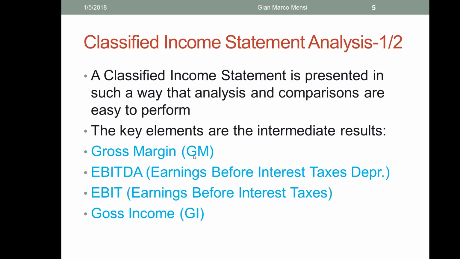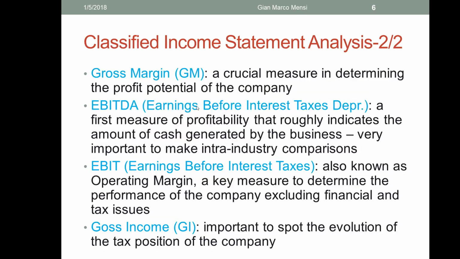From there we move and we get to these intermediate results that are very important, which are basically gross margin, EBITDA, which means earnings before interest, taxes, depreciation and amortization. Okay, EBITDA. We get to EBIT, earnings before interest and taxes, and gross income. So these four intermediate results give you very important information. Let's see what type of information you get.